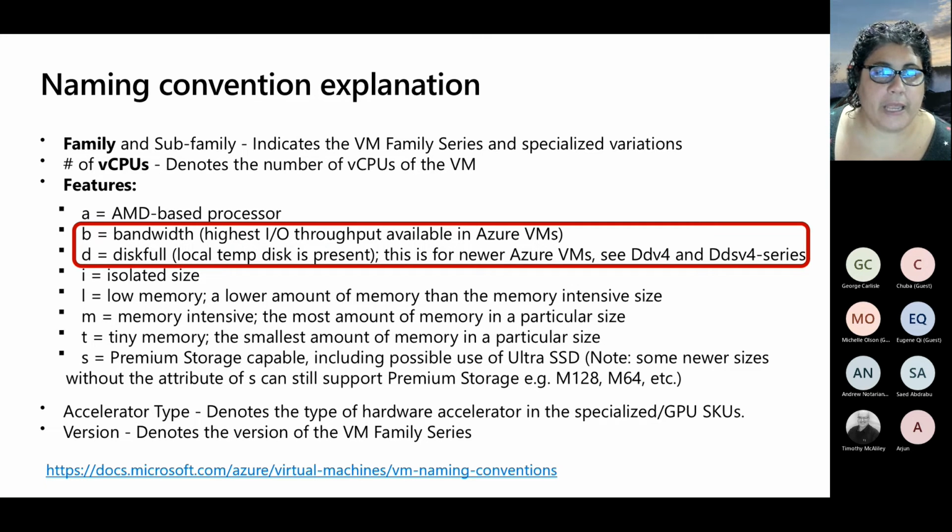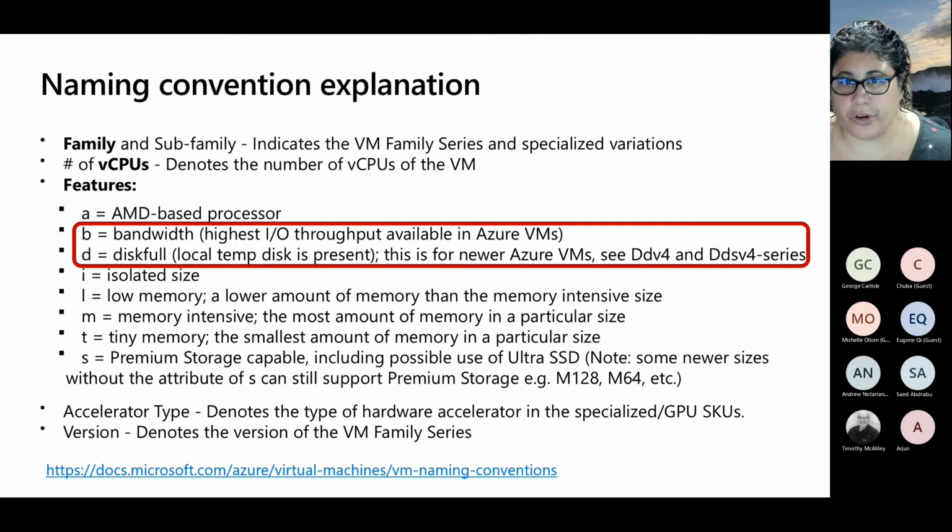L is for low memory, M is for memory intensive, T is for tiny memory, S is for premium storage capable. When you're looking at SQL Server in Azure VMs, you always want to make sure there's an S. You need that premium storage. And there may be a few other letters. They're sometimes introducing new features that you might see additional letters for.